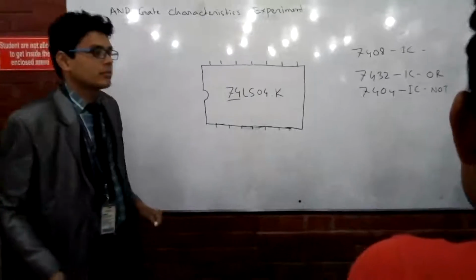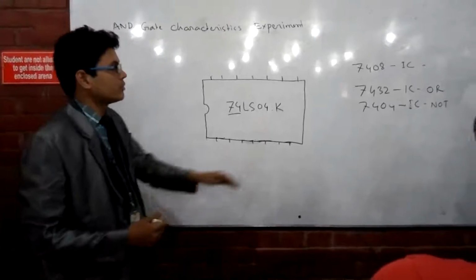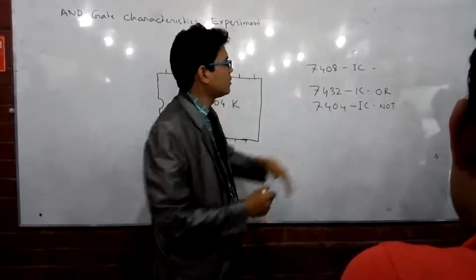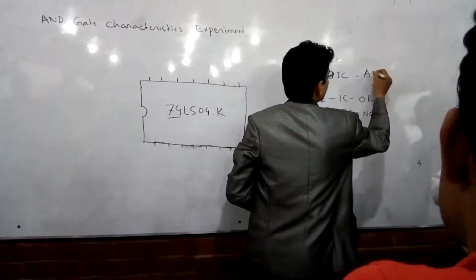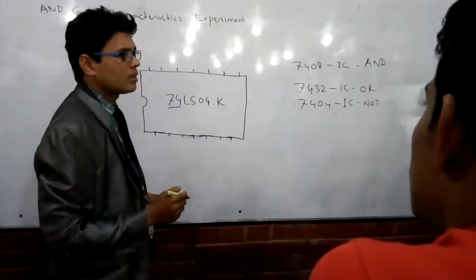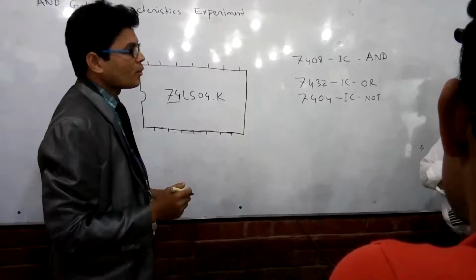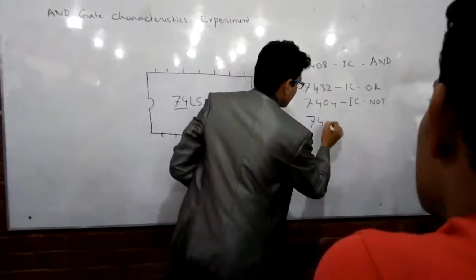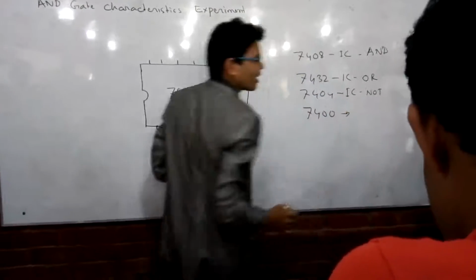7408 IC is for AND gate. I have given the number. For NAND gate there are different ICs. NAND gate is 7400 IC, which stands for NAND gate.